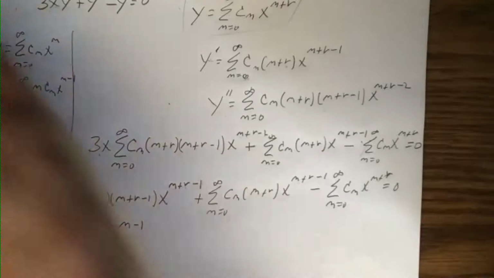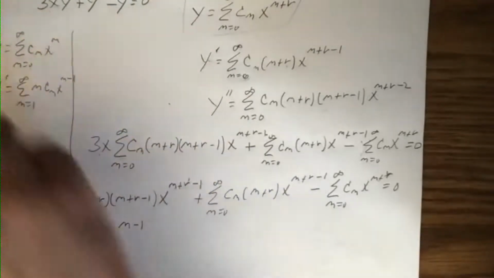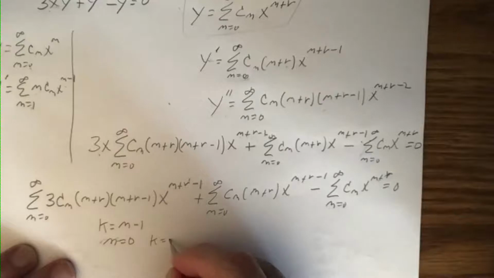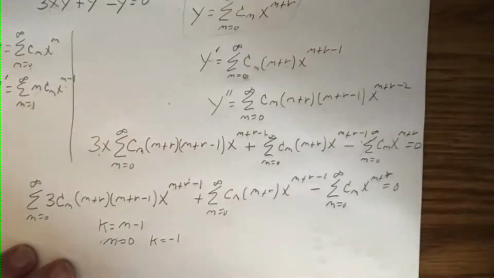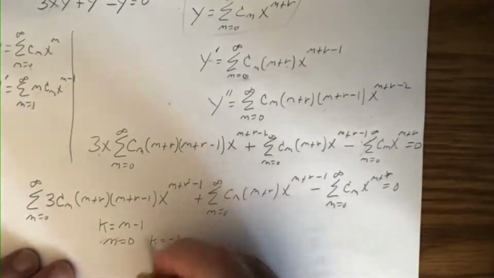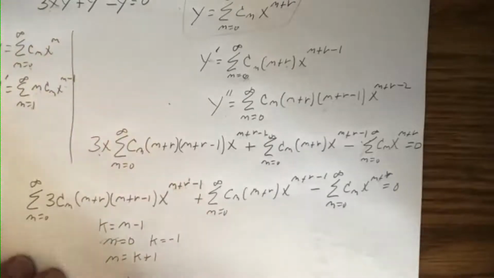So when n is equal to 0, k is going to be equal to -1. When n is equal to 0, k is equal to n minus 1, and n is going to be equal to k plus 1.